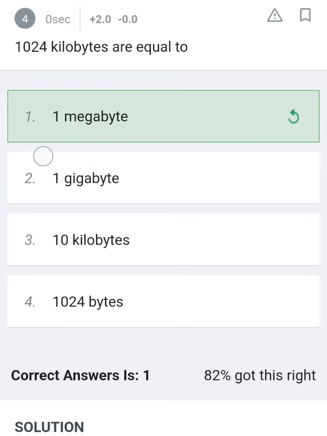Next, 1024 KB or kilobytes equals what? 1 megabyte. Remember this, 1 kilobyte is 1024 bytes and 1 megabyte is 1024 kilobytes. So byte, kilobyte, megabyte, gigabyte, terabyte and petabyte. That is KB, MB, GB, TB and PB.